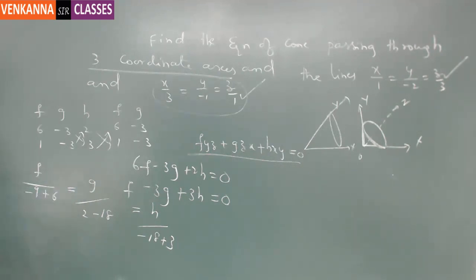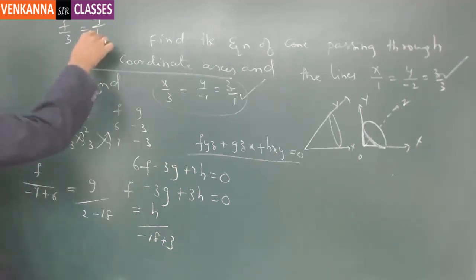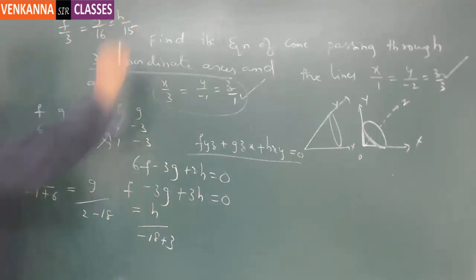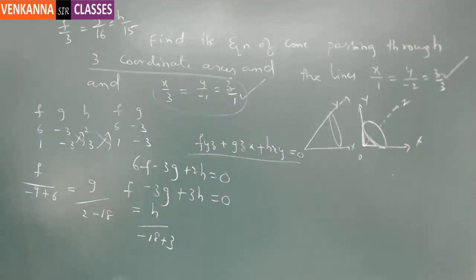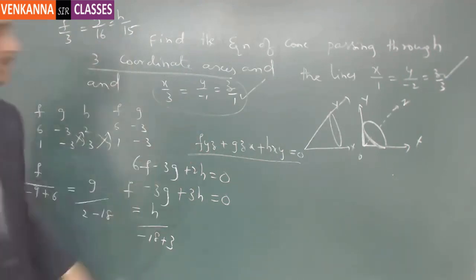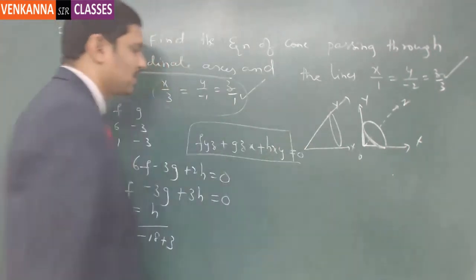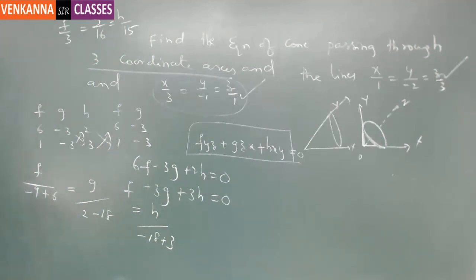Right. So from that, on simplifying, you will have f by 3 is equal to g by 16 is equal to h by 15. So f value is nothing but 3, g value 16, h value 15. You substitute here, which is nothing but our required cone equation. That's it. I think one problem is enough for you to get the idea how to solve this problem. Agreed?